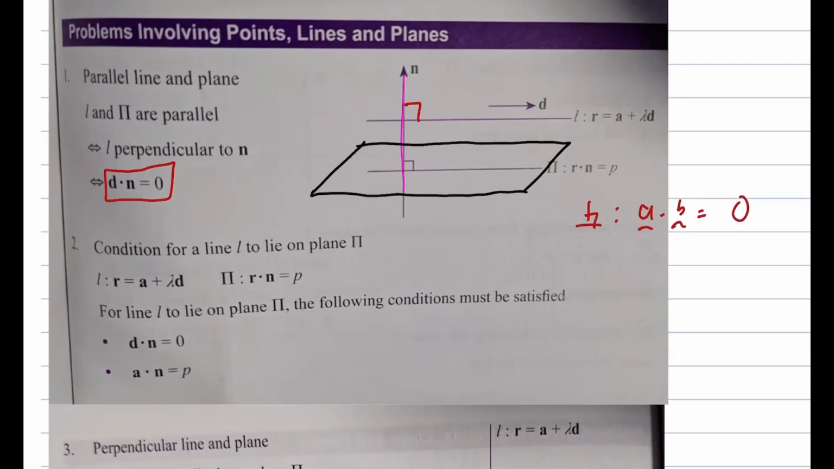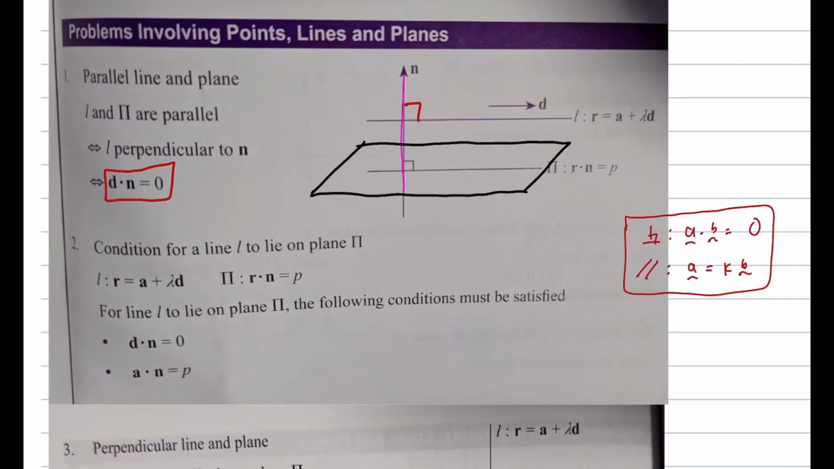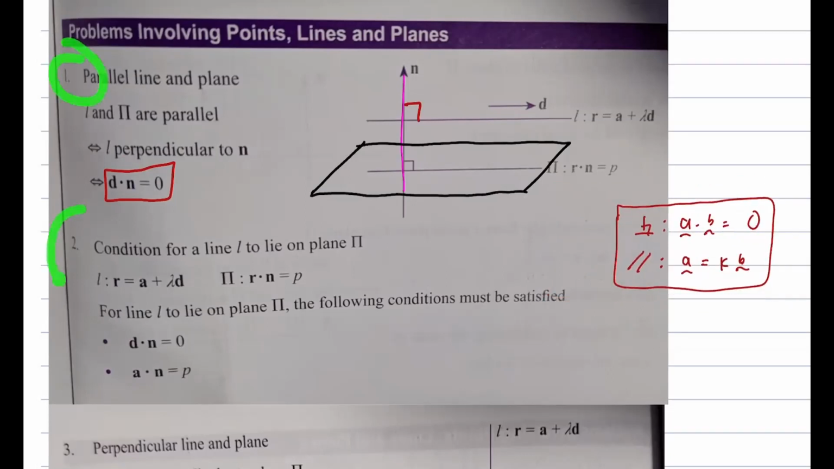What else? If two vectors are parallel, then vector A equals K times vector B. These are the two ideas you must remember. Okay, good. That is for part 1.